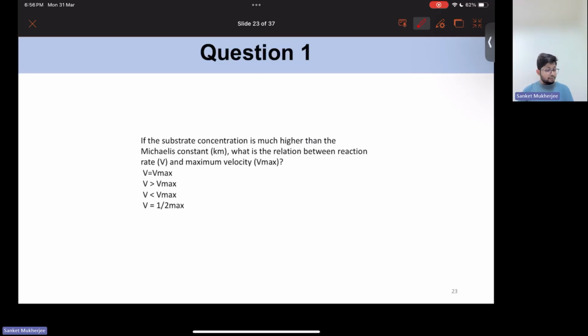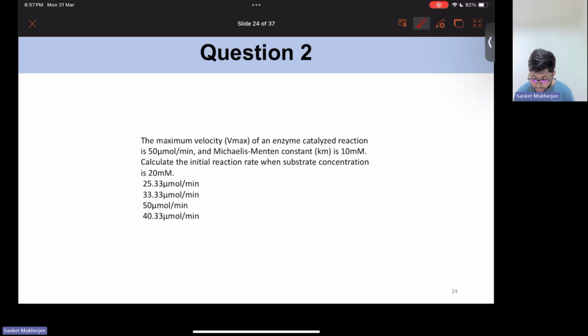If the substrate concentration is much higher than the Michaelis-Menten constant, what is the relation between the reaction rate and maximum velocity? In that case, the reaction rate and maximum velocity are equal. Now, the maximum velocity of an enzyme catalyzed reaction is 50 micromole per minute. The Michaelis-Menten constant is 10 millimolar. Calculate the initial reaction rate when substrate concentration is 20 millimolar.